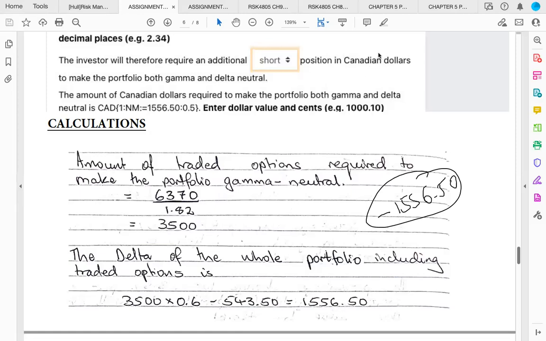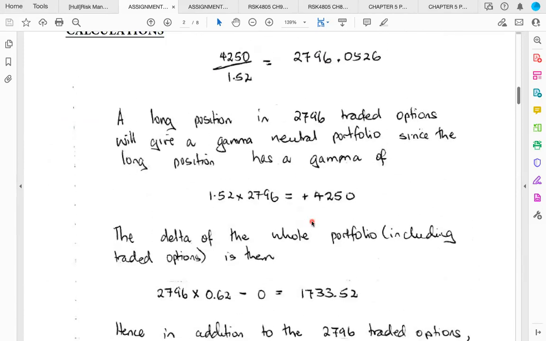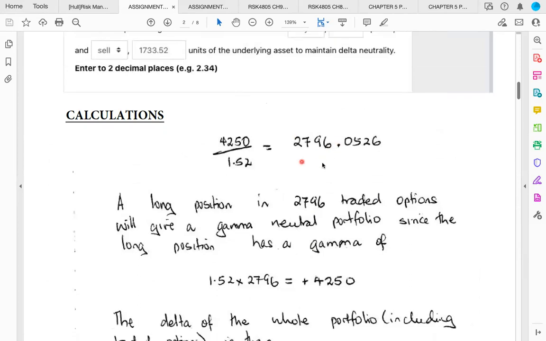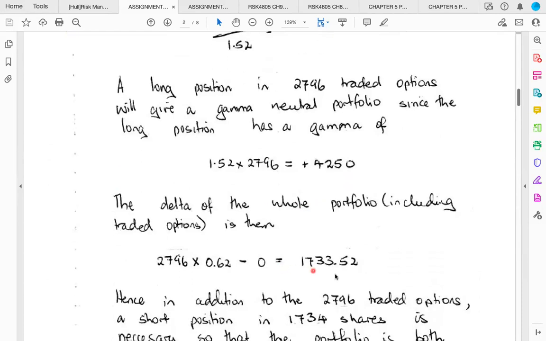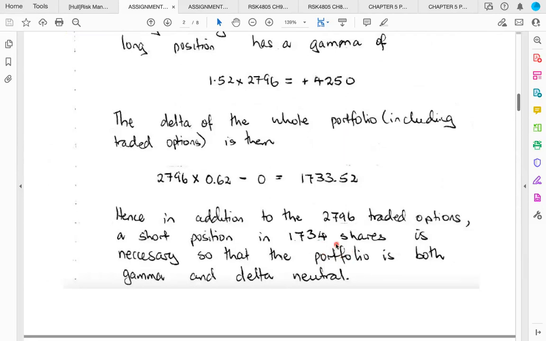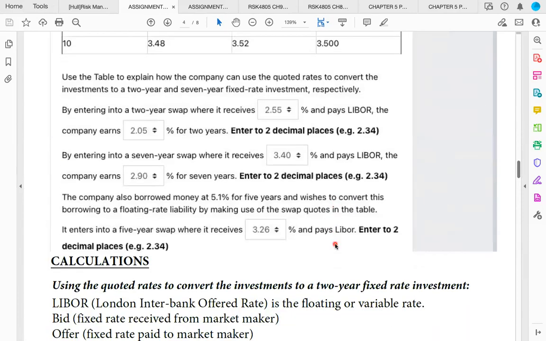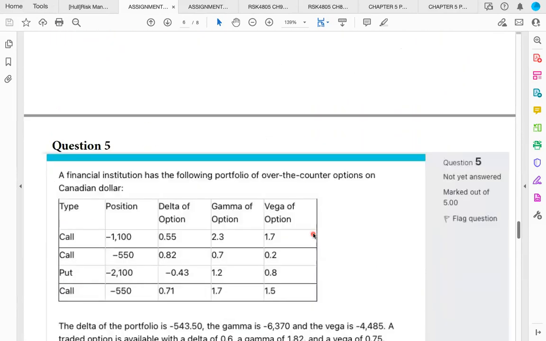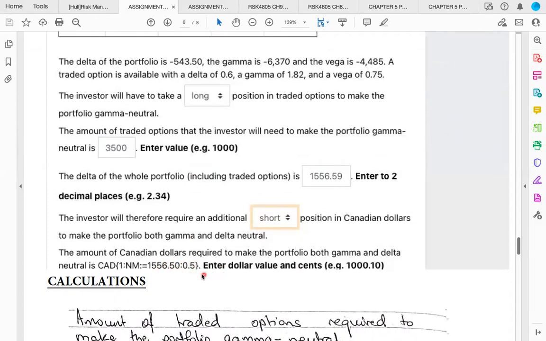So the question was meant to be a bit similar to question number 2, but I think there was a problem with the system, but it's the same idea. Calculate the number of options you need to make your portfolio gamma neutral. Those options will upset your delta, and your delta will now increase. And then you need to hold a certain number of the underlying asset, whether shares or currency, in this case, Canadian dollars, to make your portfolio delta neutral again. So for some of you, the system might have fixed it, but when I assisted the student with this, the system had a mistake there.